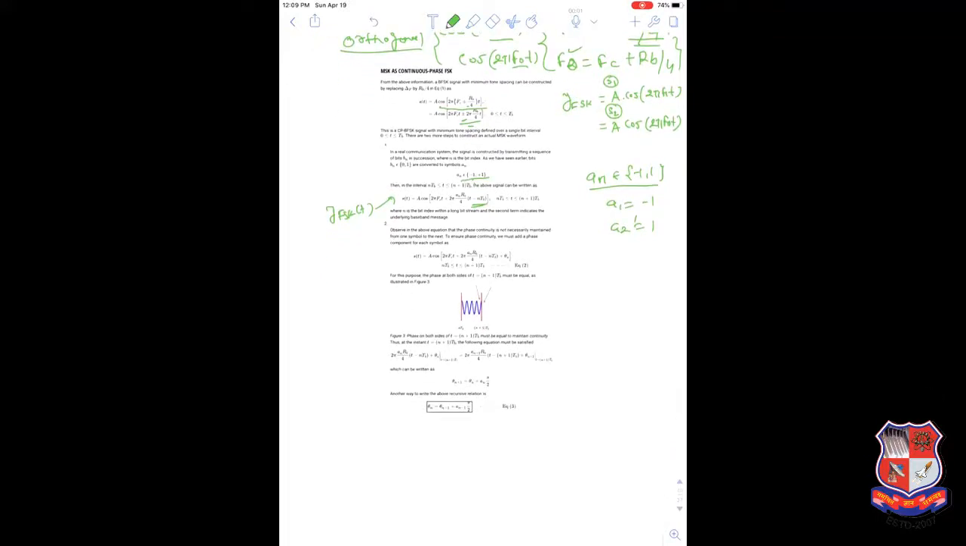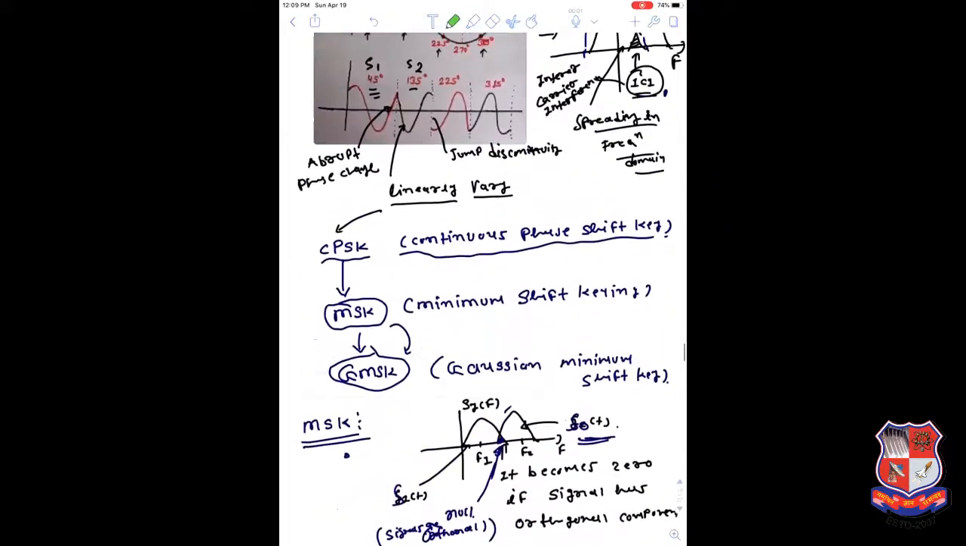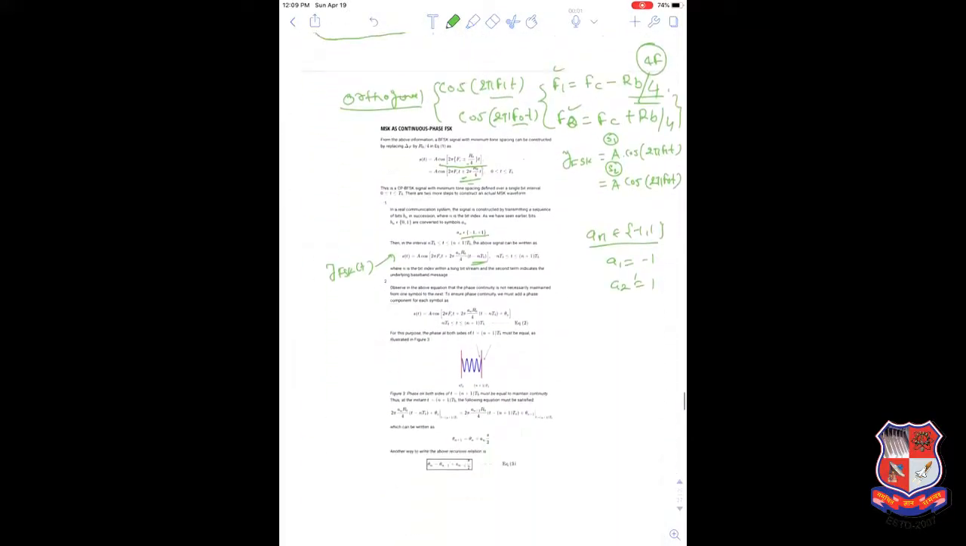Now what is basically interesting is, if you want to reduce this jump discontinuity, we need to add some linear phase. The phase should vary linearly from one phase to another. So the important part here is phi 1 and phi 2. If you transition from phi 1 to phi 2, it should vary linearly. We cannot avoid the variation, but it should vary linearly. If it varies linearly, we have no jump discontinuity.